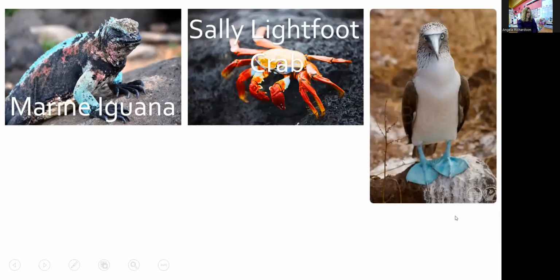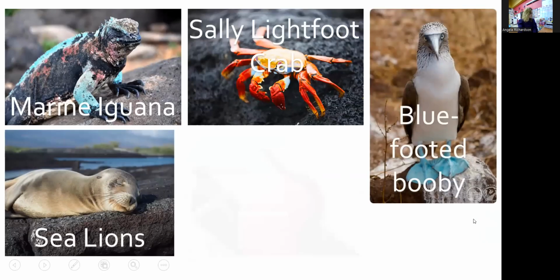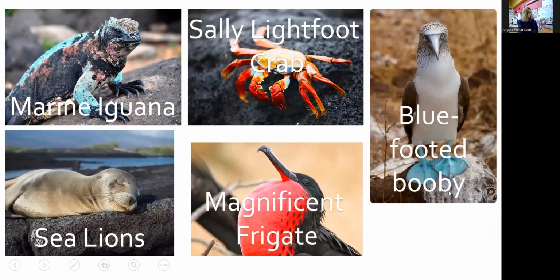Okay, so these are just some examples of some of the organisms that we see on the Galapagos, nowhere else in the world. We have the marine iguana, Sally Lightfoot crabs that take over entire beaches, sea lions, magnificent frigates, blue-footed booby birds.